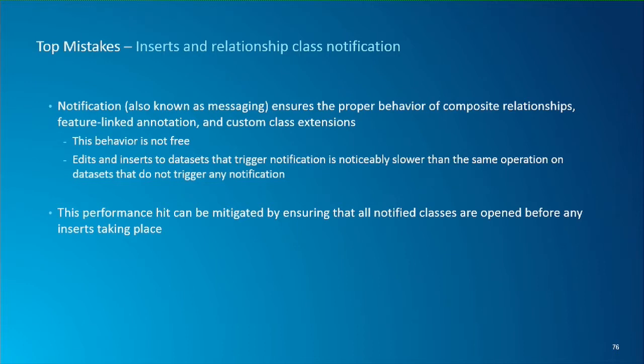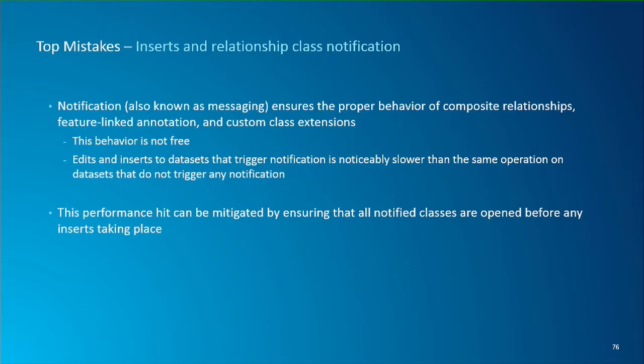Inserts and relationship class notification are not free, right? Relationship classes in the wizard allow you to set them up, and there's 3 options. And everyone thinks that more is better, but it's not necessarily more is better. Relationship classes support forward messaging, backwards messaging, and both. The only thing that ArcGIS takes advantage of out of the box is forward messaging, and that's for composite relationships.